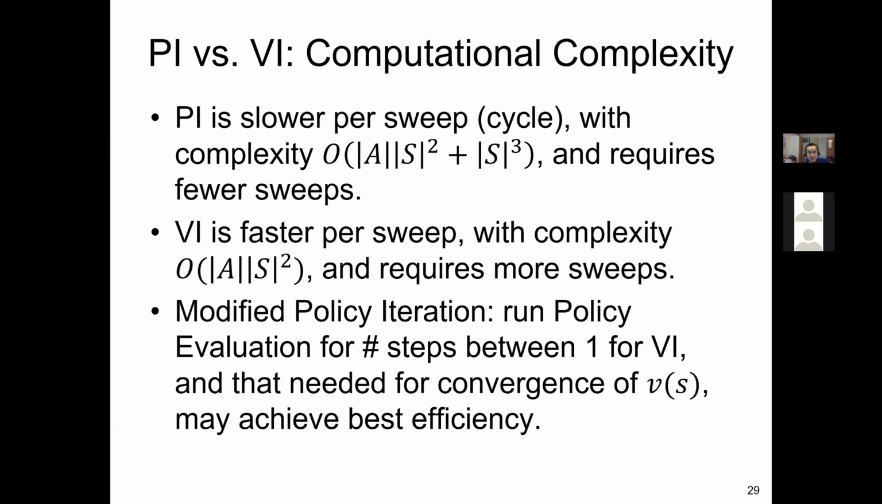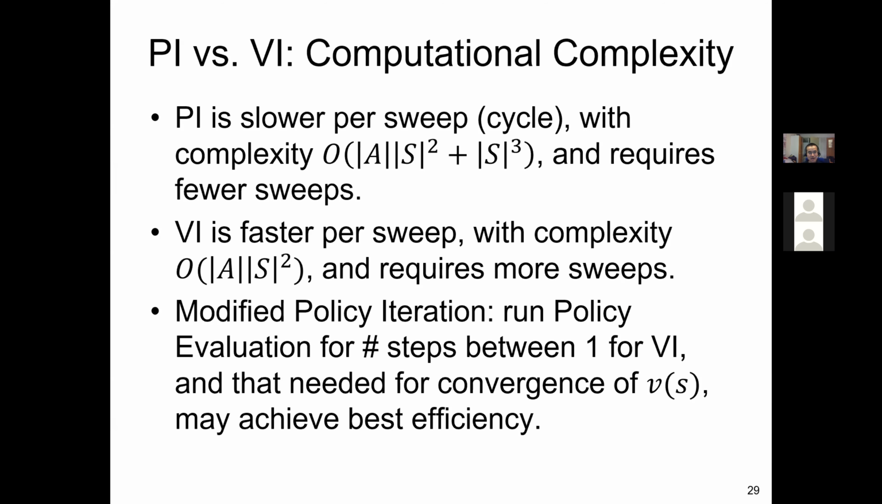As for computational complexity, PI is slower per sweep, also called a cycle, because you need to iterate until convergence for the PE, with complexity of number of states squared times number of actions plus number of states cubed, and requires fewer sweeps. Whereas VI is faster per sweep, with complexity of number of actions times number of states squared, and requires more sweeps.